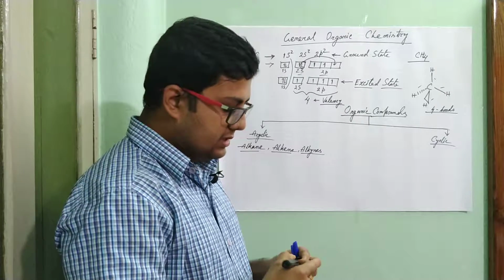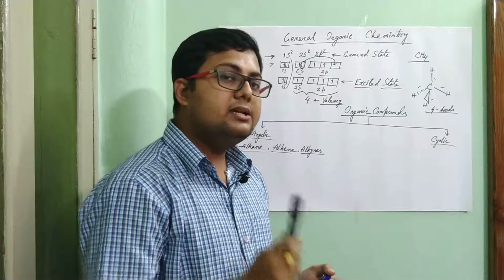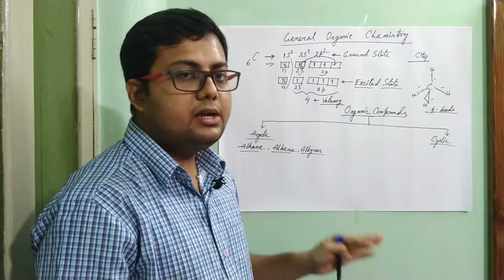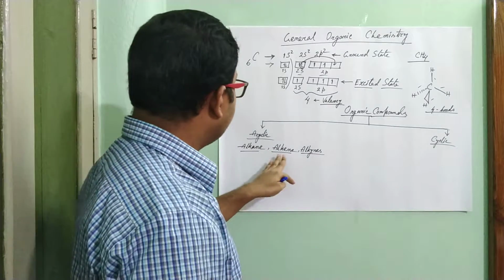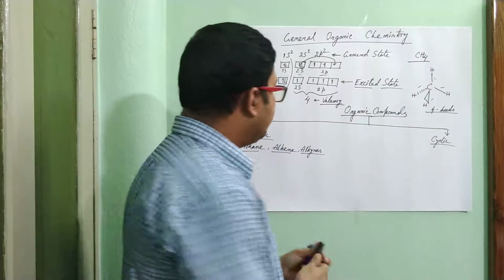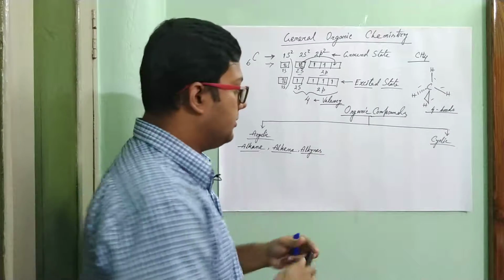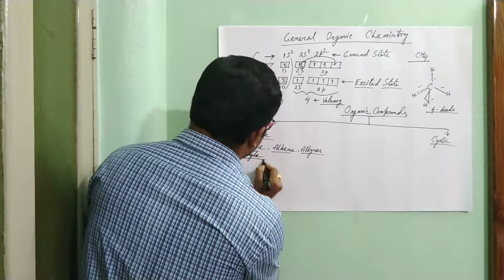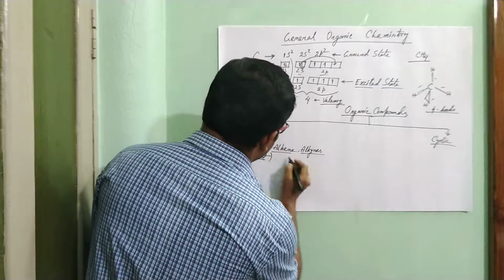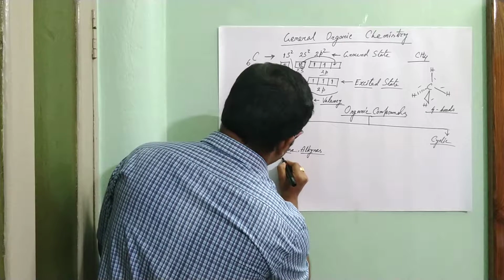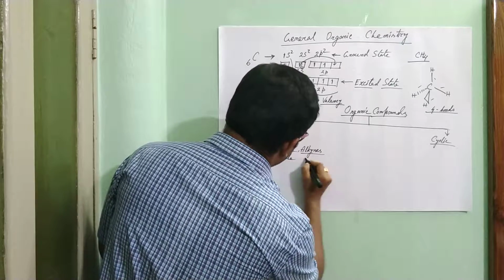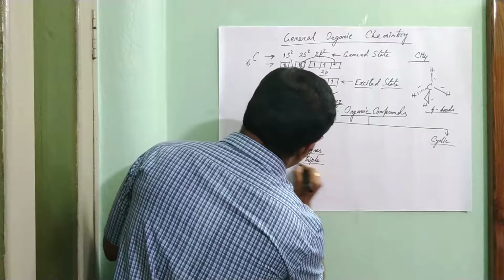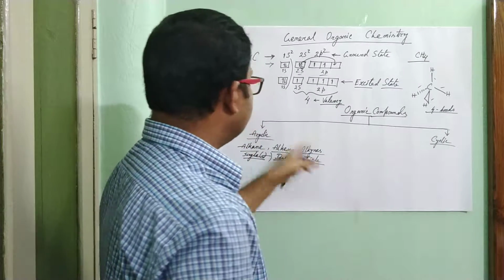Alkane, the first one, is where the carbon has only single bonds. Whatever the number of carbon atoms, all are singly bonded. Now the alkene has a double bond, and alkyne has a triple bond. So let us write over here: this is for single bond, which we sometimes also call sigma bond, and alkene is the double bond, and alkyne has a triple bond. Okay, so this is up to that.